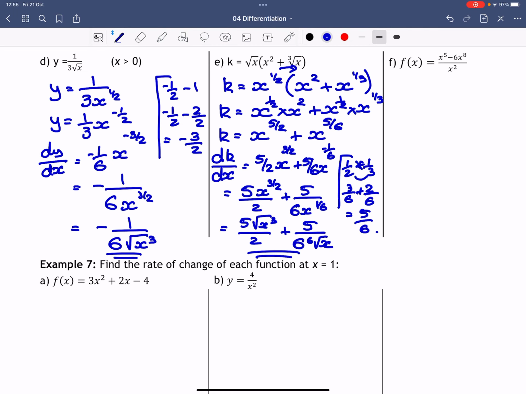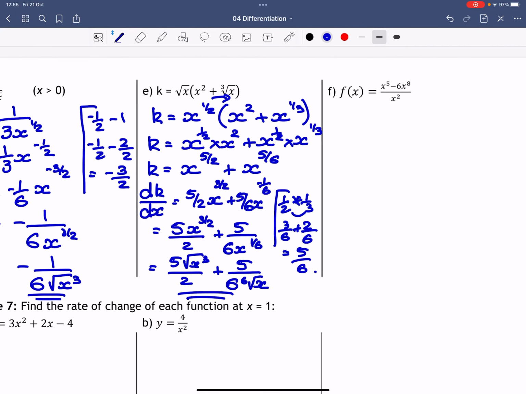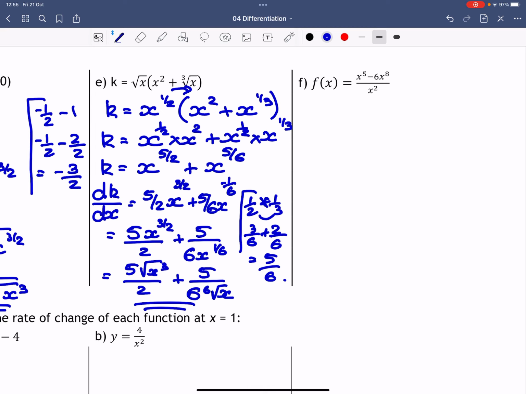And the final example in this series of videos on just your basic differentiation. f of x is equal to x to the power 5 minus 6x to the power 8 all over x squared. What I want to do here is split my fraction up. So that's the exact same as saying x to the power 5 over x squared minus 6x to the power 8 over x squared.